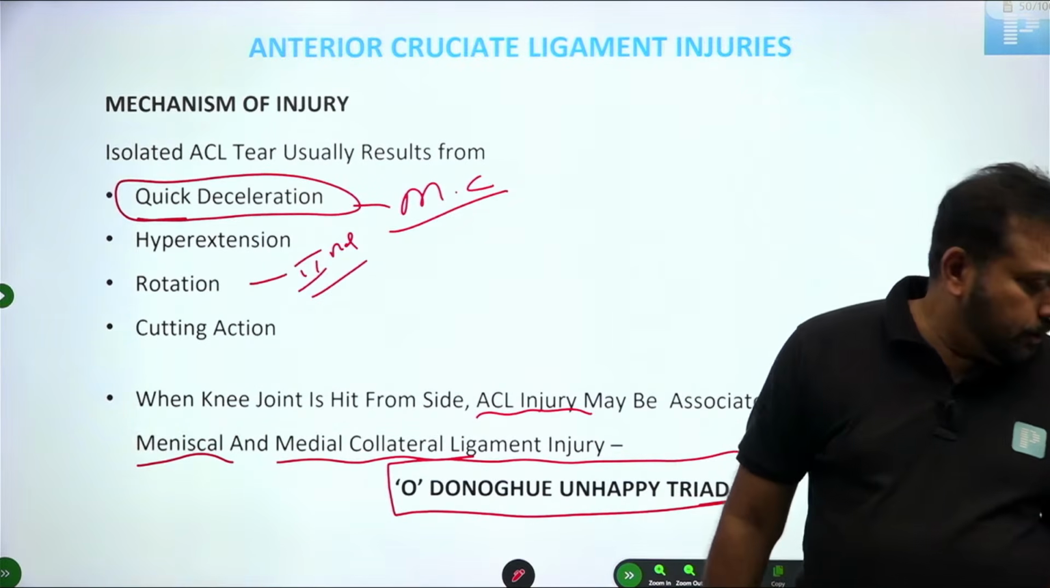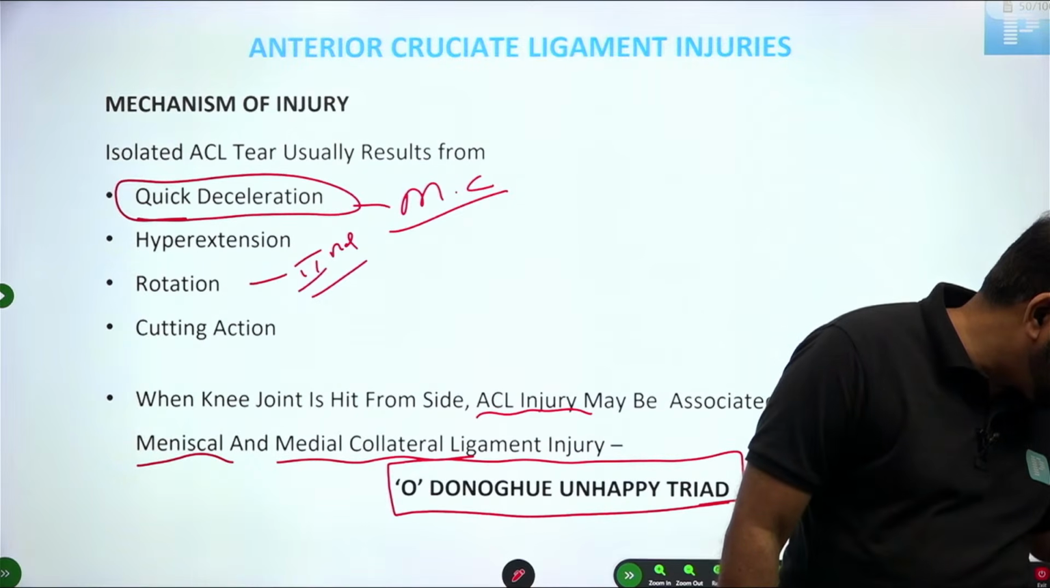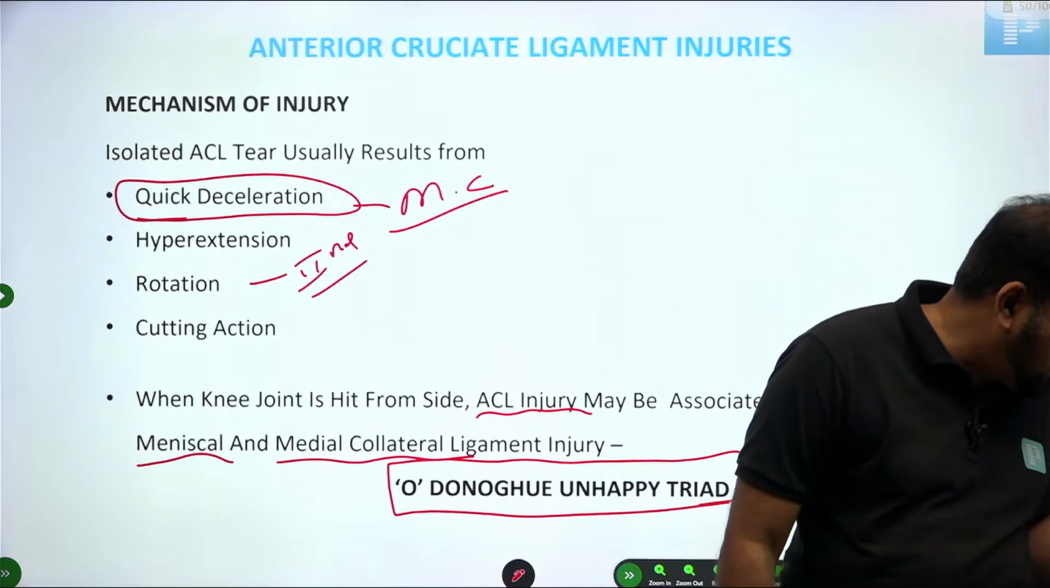Okay. So, what is quick, sir? What is that? Intercondylar or not? What, sir? How deceleration? Okay.